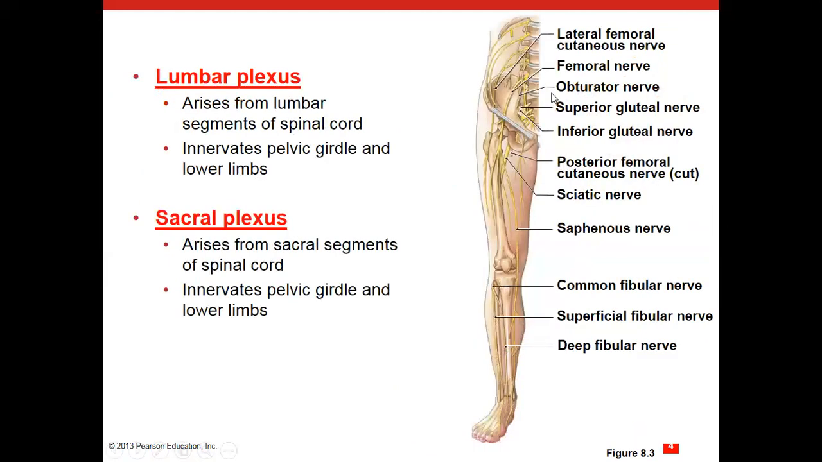Again, the lumbar plexus branches into the femoral nerve, but then the sacral plexus down here, what branches off of it is the sciatic nerve. So if you've ever heard of sciatica, or anybody that has problems with their sciatic nerve, that sciatic nerve branches off of the sacral plexus. And it's one of the largest nerves in the body. So that nerve's right there where my cursor is.